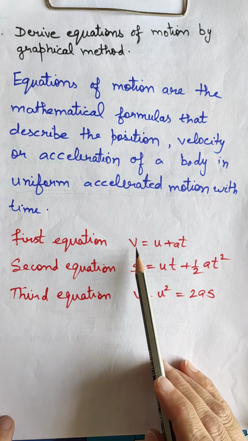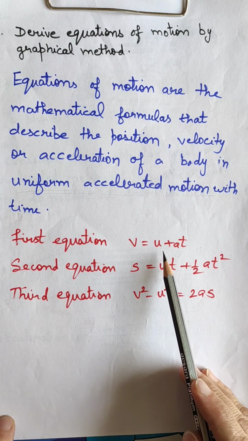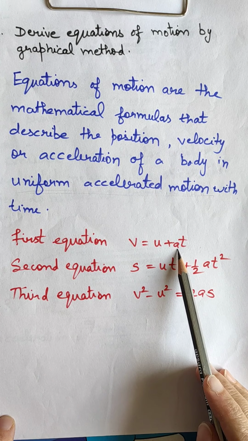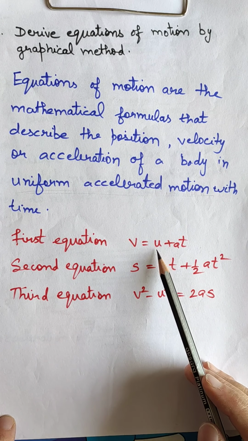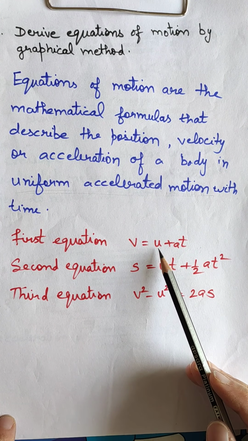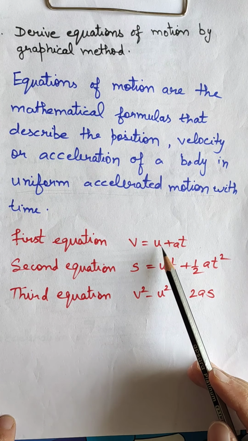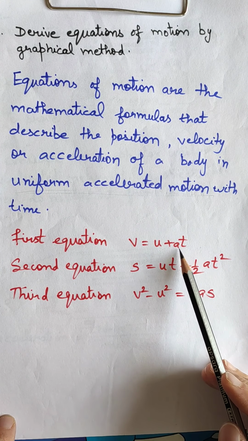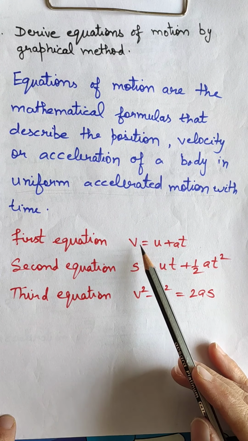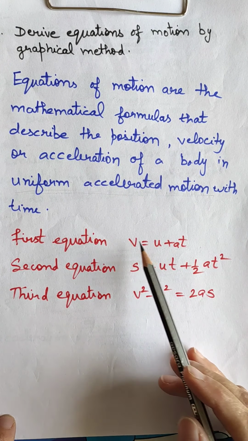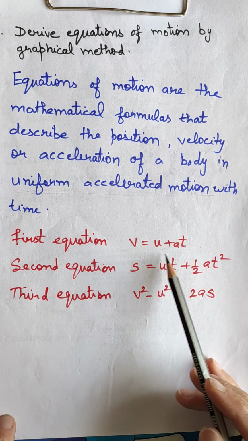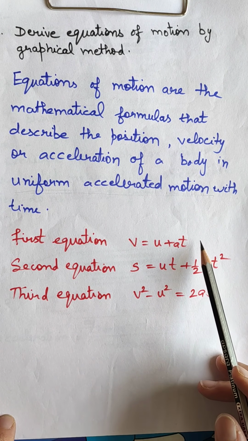First equation: v is final velocity, u is initial velocity, a is acceleration, t is time. Suppose an object is moving and it is starting from an initial velocity, meaning when we start considering the motion of the body, at that time it was already having this velocity. For time t, it moves with an acceleration, then what will be the final velocity? By using this equation, if any three of the quantities are given, we can find the fourth one.